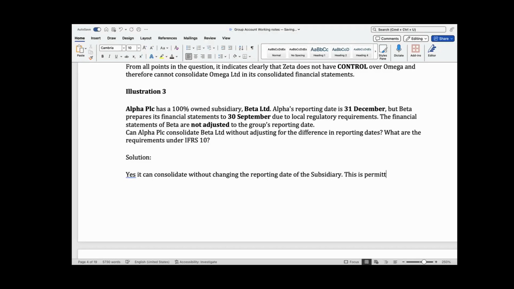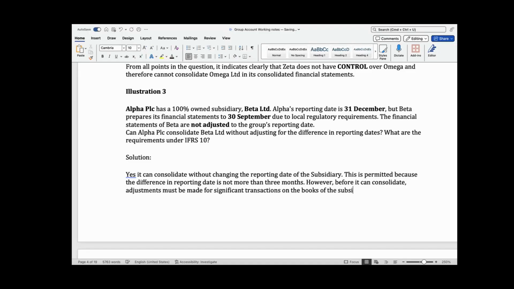And this is permitted because the difference in reporting date is not more than 3 months. However, before it can consolidate, adjustments must be made for significant transactions in the books of the subsidiary.